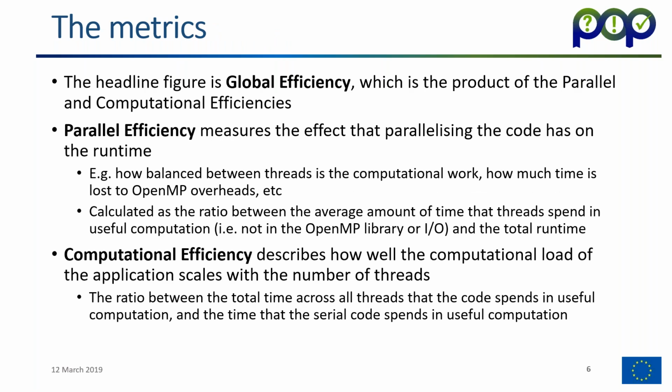So looking at the metrics in a little bit more detail, the headline figure, the top line figure, is global efficiency. This is one number that characterizes the performance of the program. And beneath that, the two main sub-metrics are parallel efficiency and computational efficiency. Now this slide here has the exact definitions of how we work out these metrics. I'm not going to run through them in detail. You'll get a copy of the slides afterwards to refer back to.